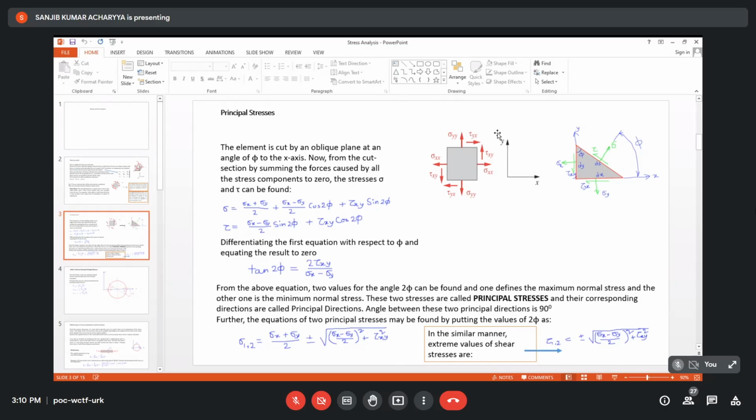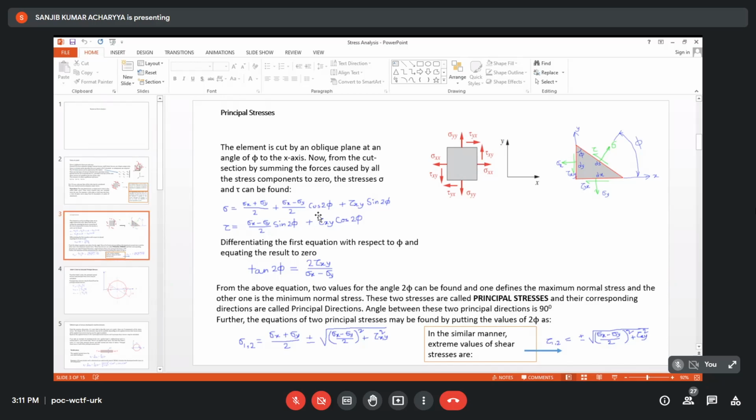Agreed? Yes, sir. Similarly, shear stress also depends on normal stress and shear stress, if the plane is inclined, depending on the value of phi. Secondly, the magnitude of this normal and shear stress also depends on the orientation. Inclination changes, the values of shear and normal, both the stresses, are changing. Clear?